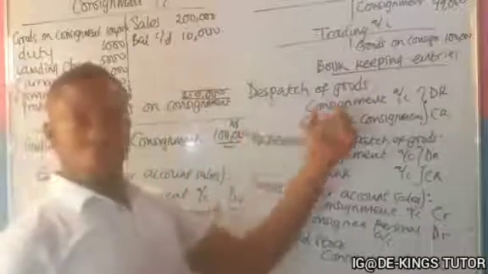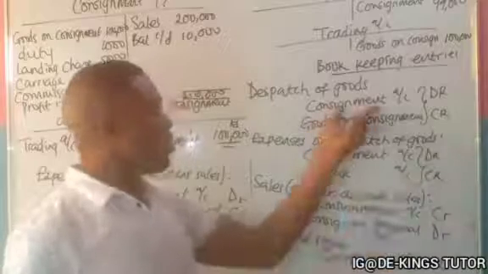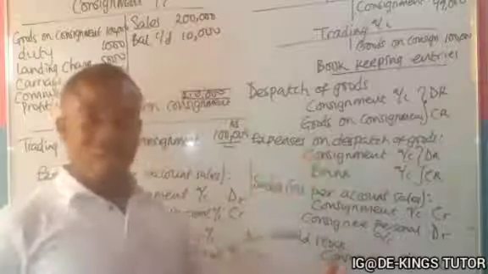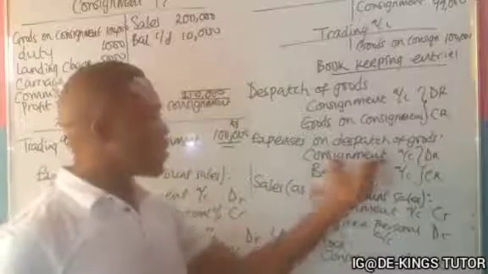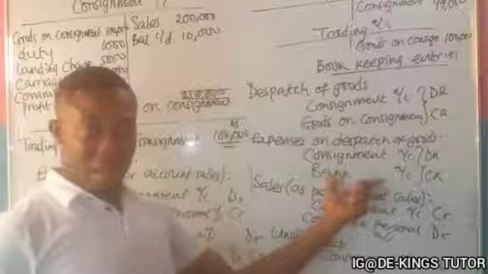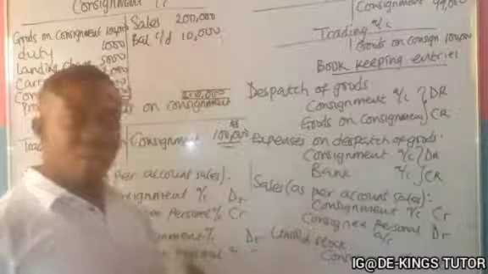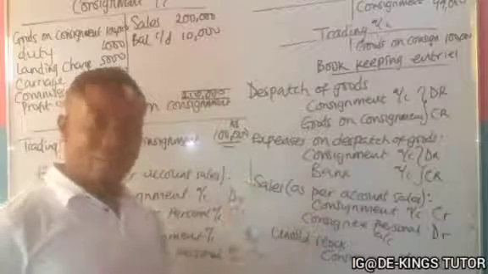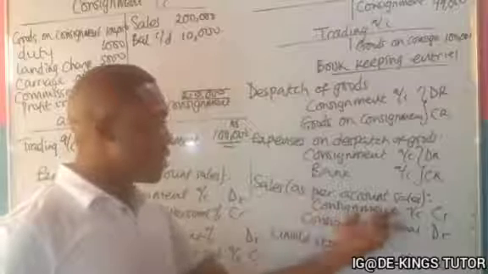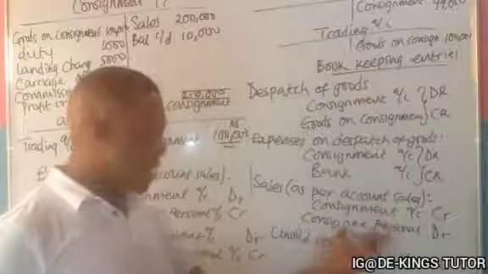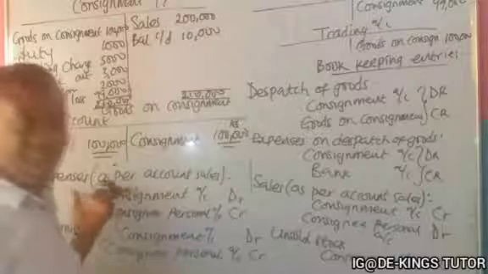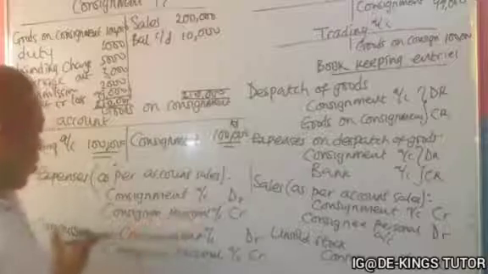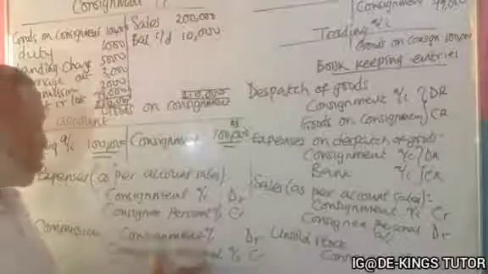When there's dispatch of goods, when the consignor sends goods, you debit the consignment account, credit the goods on consignment account. When there's expenses on sending the goods, you debit the consignment account and you credit bank account if it was paid. Now he has to wait for the consignee to send account sales. When there is sales, you credit the consignment account, you debit the consignee personal account. When there's expenses that follow account sales, you debit the consignment account, you credit consignee personal account. When there's commission, you debit consignment account, credit consignee personal account.